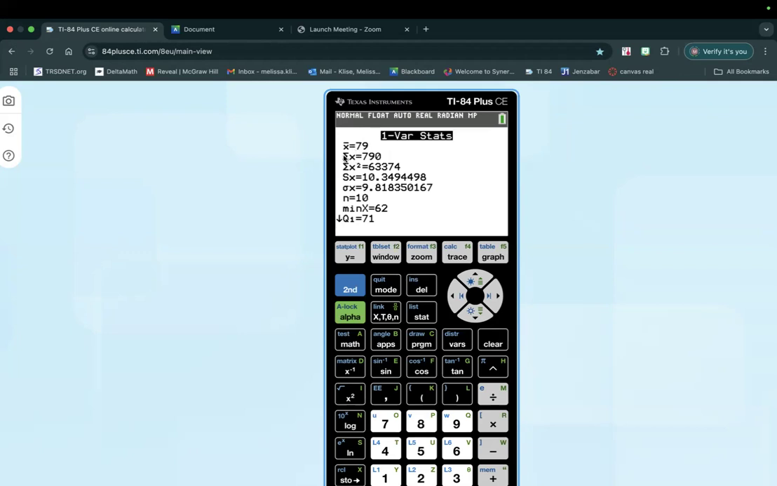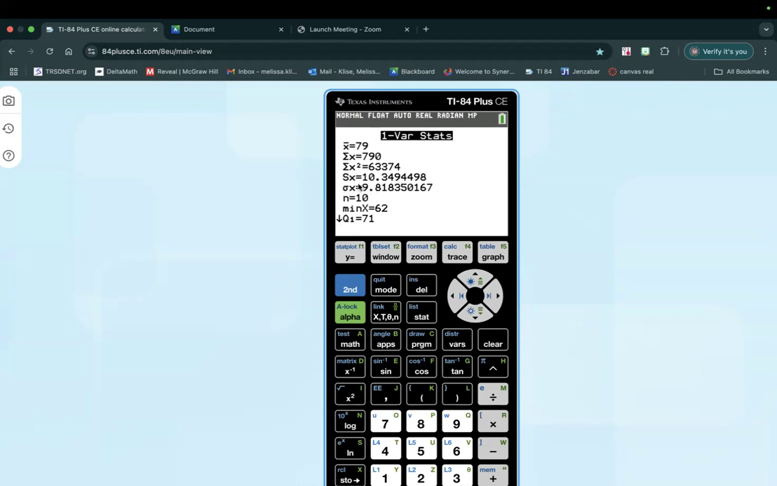The second one is the sum of everything. So all of them added together are 790. This is the sum of all the squares. I've never needed the sum of all the squares, but it is so nice that it's there for us just in case we need it. This right here, Sx, is your sample standard deviation. Sigma x is the population standard deviation. And wouldn't you know, that's the same number that we got when we did it.